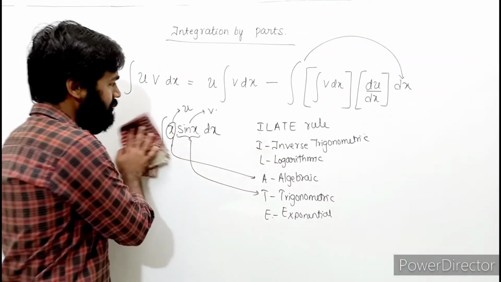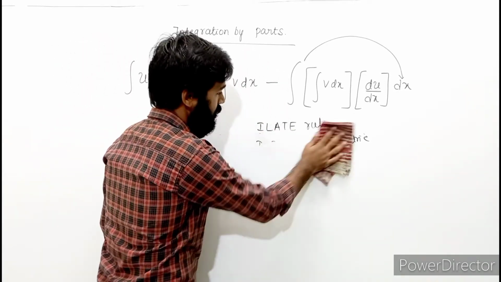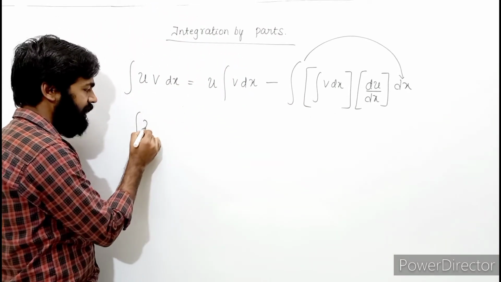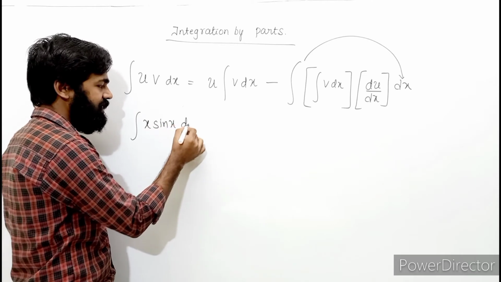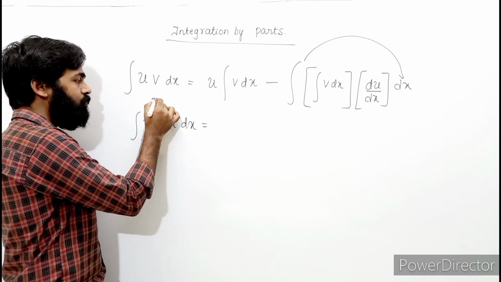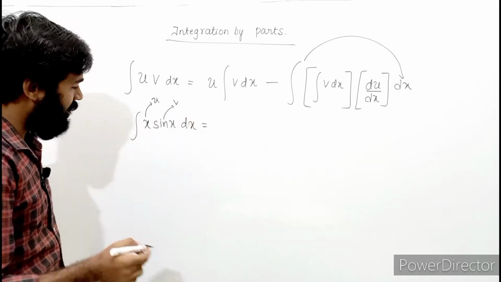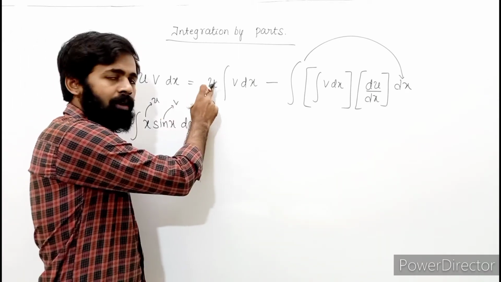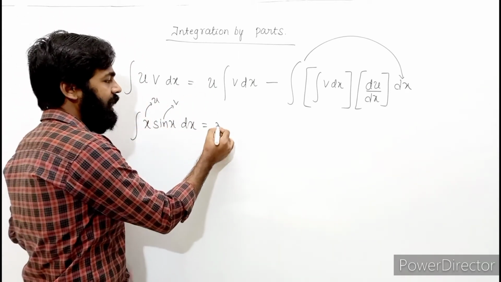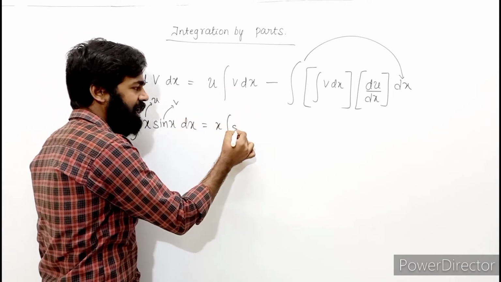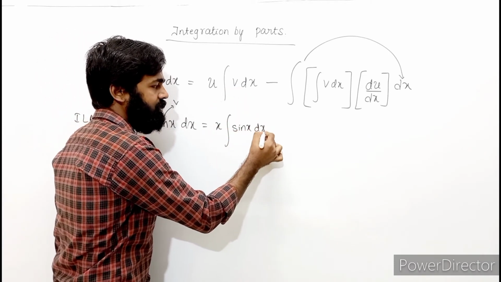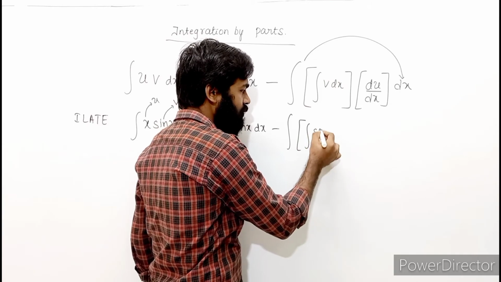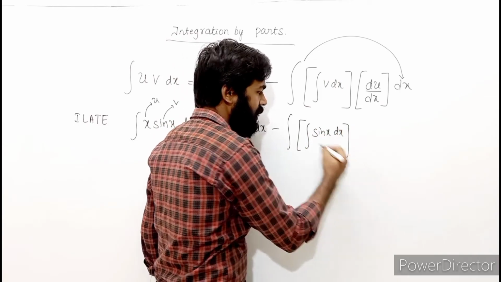Now let's see how to solve this problem. We had the integration of x sin x dx. I told you x is u and sin x is v. We applied the ILATE rule. Now apply the formula. u as it is, u means x, x as it is, times integration of v, v is sin x, so integration of sin x dx, minus integration of, see here, integration of v, integration of sin x dx.